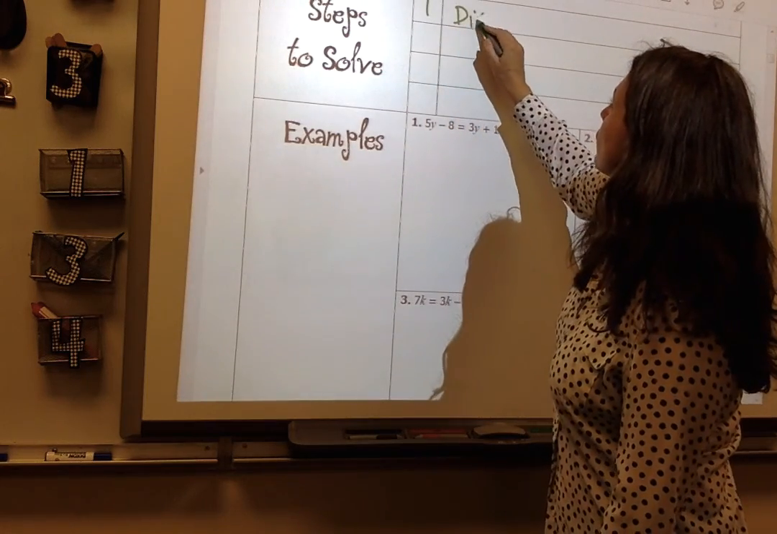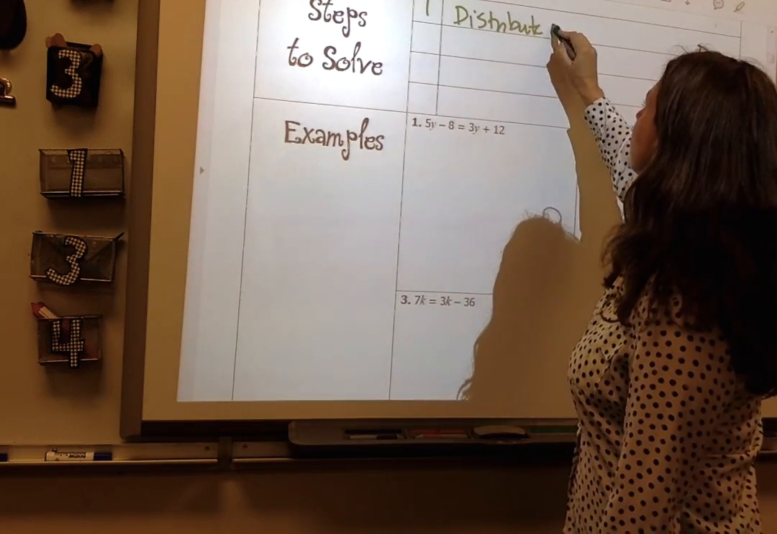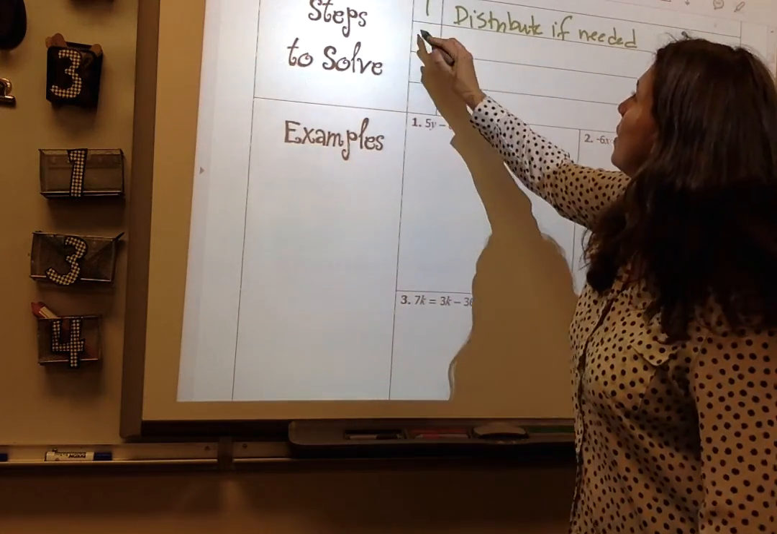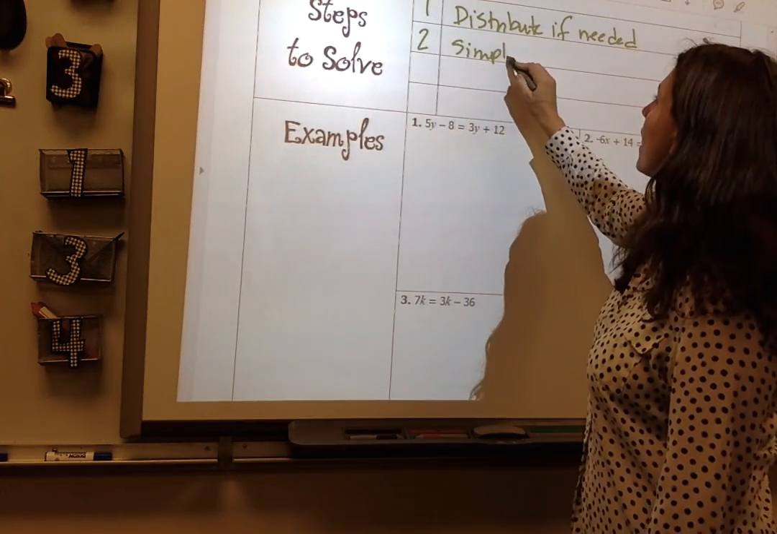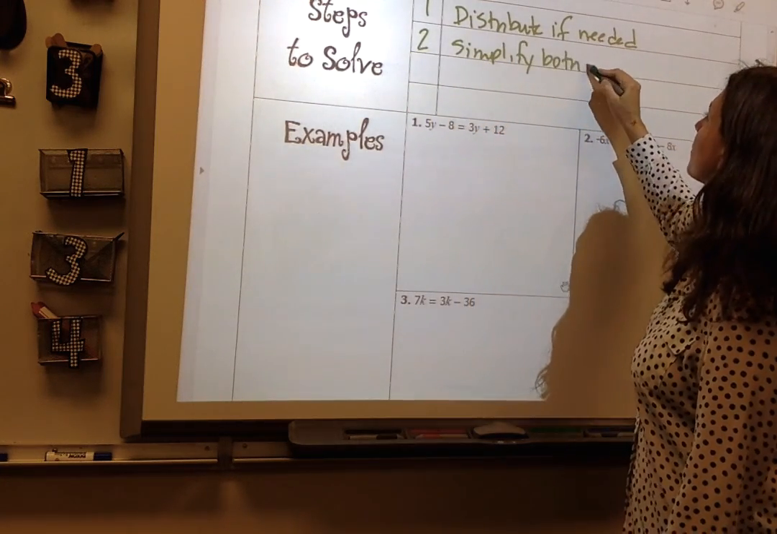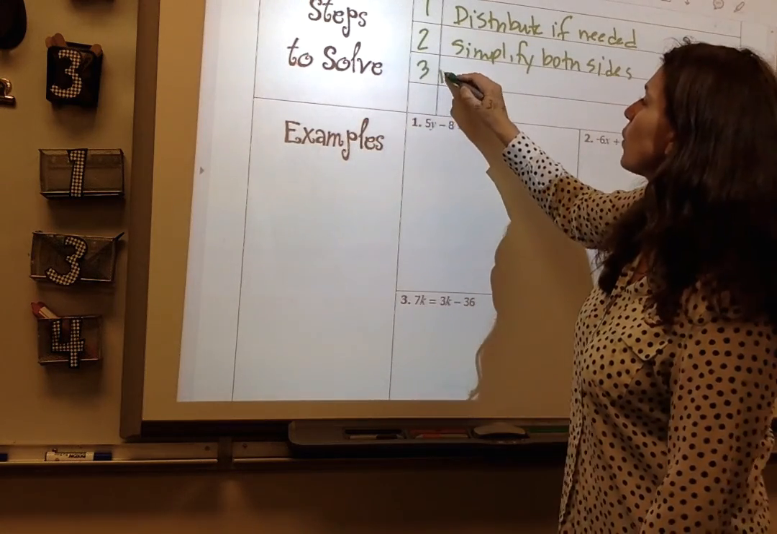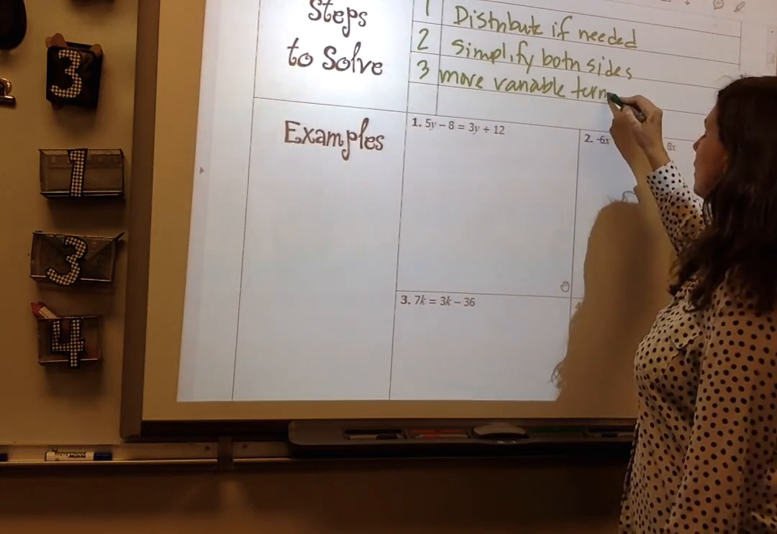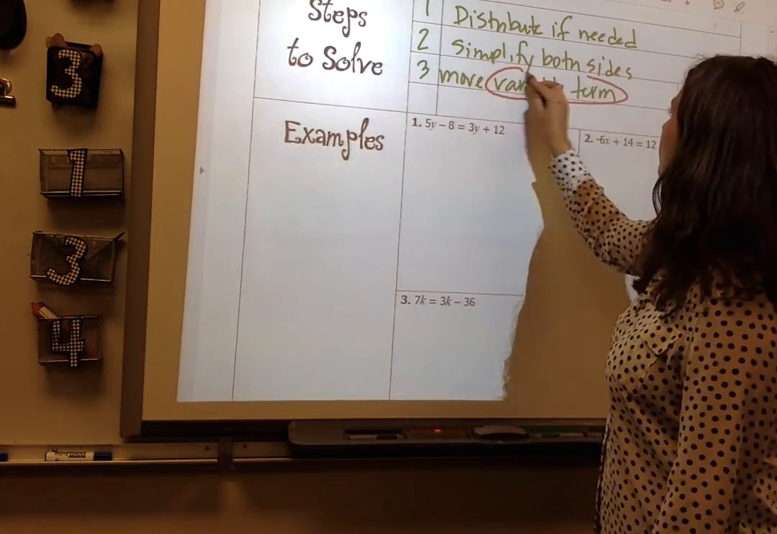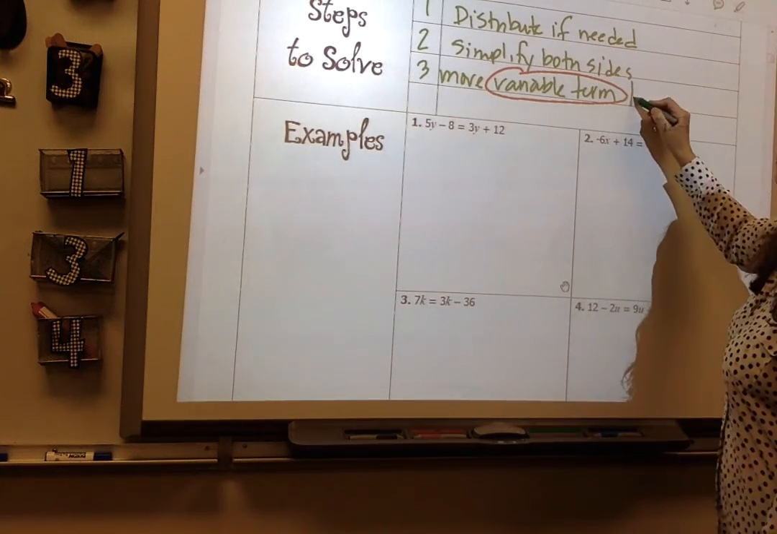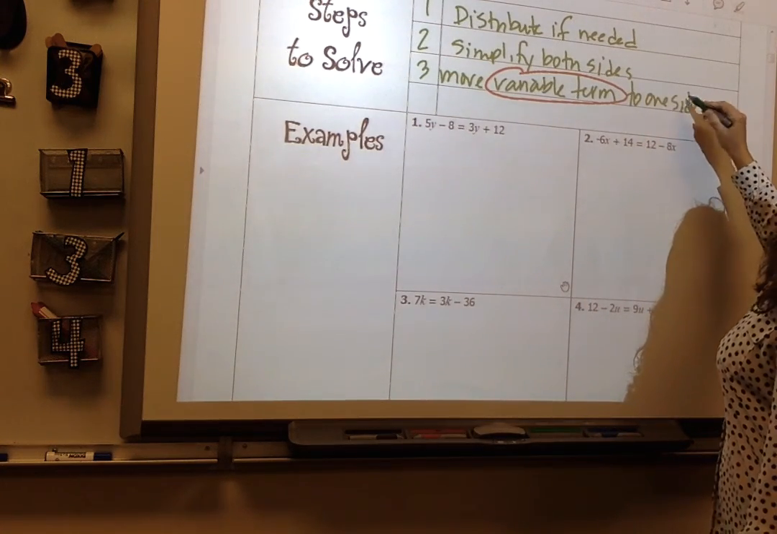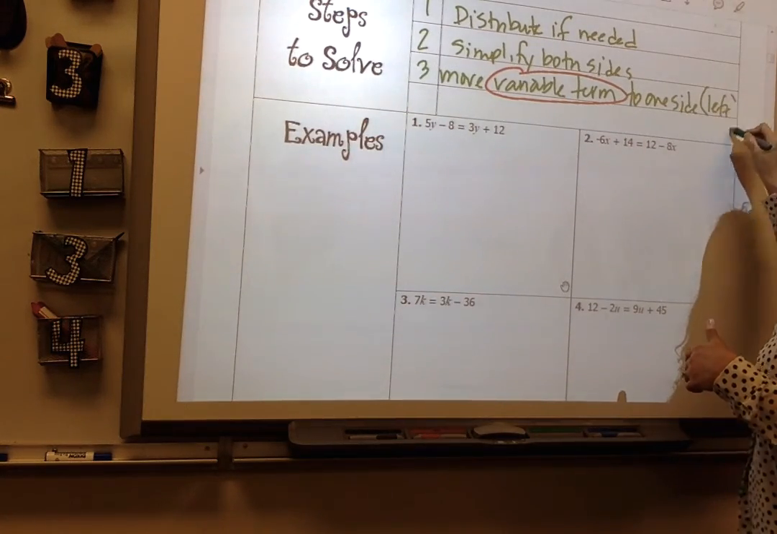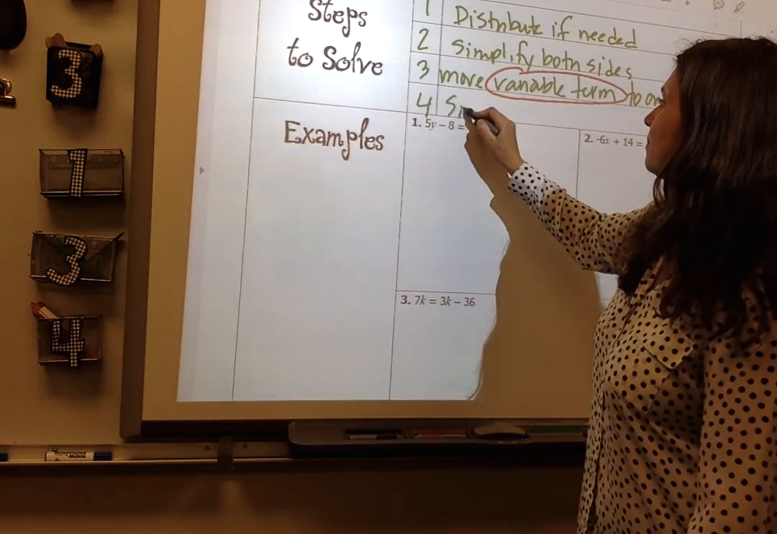Step 1 is we're going to distribute if necessary, if needed, only because I can never really spell necessary. Step 2 is we're going to simplify both sides. Step 3 is we're going to move variable term. Notice that vocabulary. I'm going to circle it. Move variable term to one side. I prefer the left because at the end we always get our variable on the left, so I'm just going to put that in parentheses. And then step 4 is we solve.